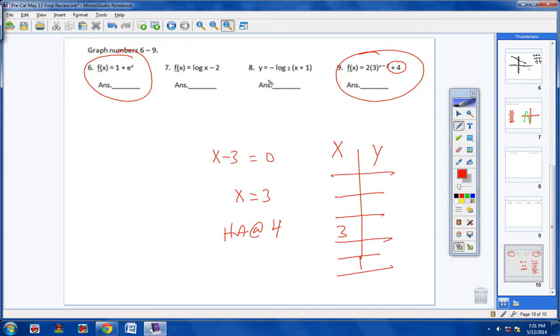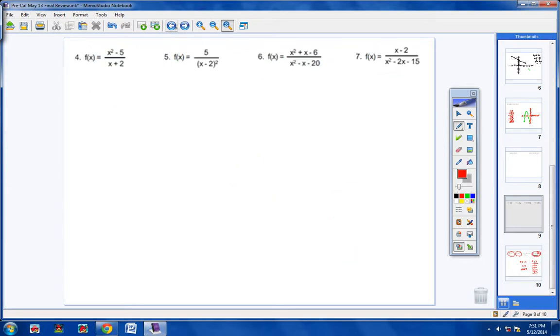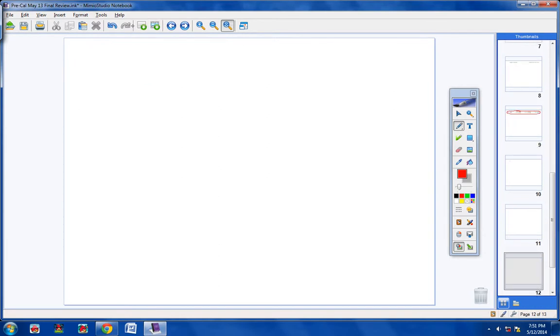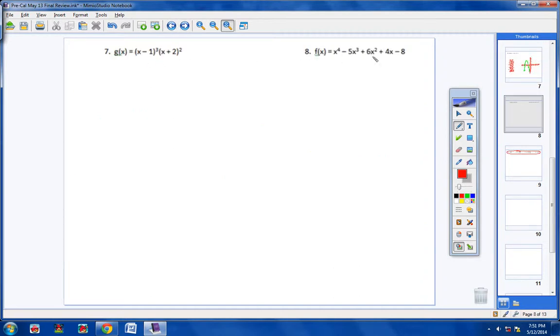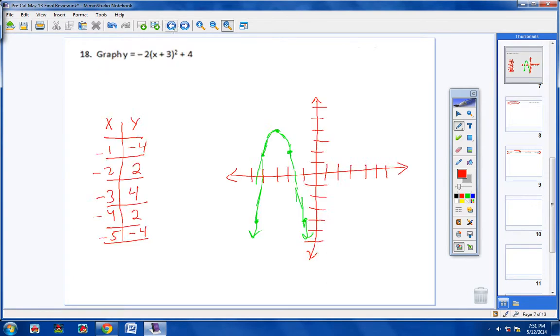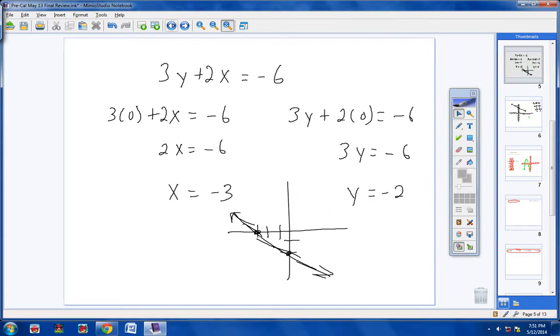On your final exam, you will have graphing logarithms and you will have graphing exponentials, okay? So know how to do those. You will have graphing rational expressions, know how to do those. And then also you will have graphing polynomial functions like this. They will be factored for you, so know how to do those. You will have vertex form of parabolas on your test, and you will also have standard form of quadratic equations, parabolas to graph.